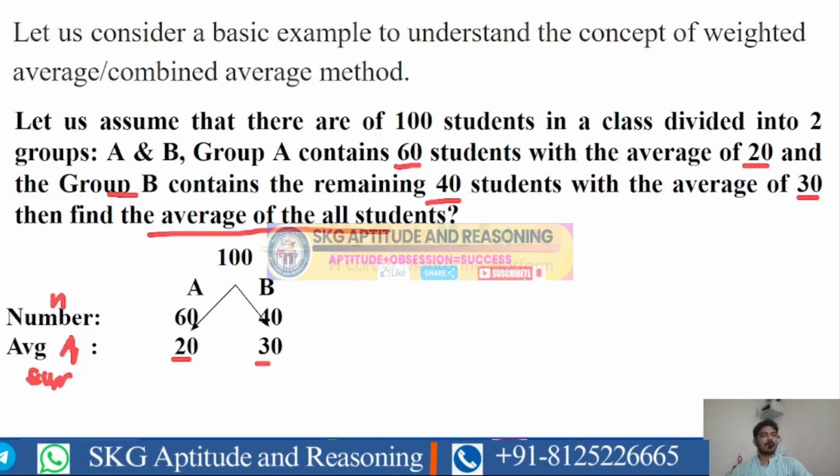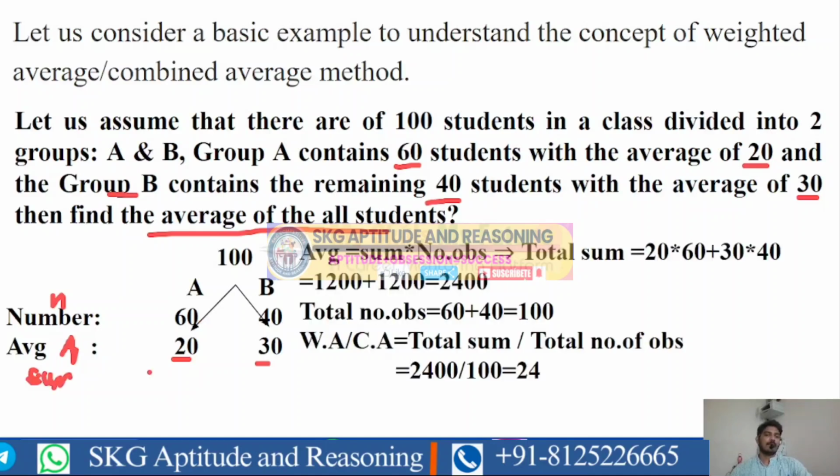What is the sum we have? 60 into 20 equals 1200, and 40 into 30 also equals 1200. So the total sum we have is 2400. And how many observations are present here? The total number of students in the class, which is 60 plus 40, equals 100.